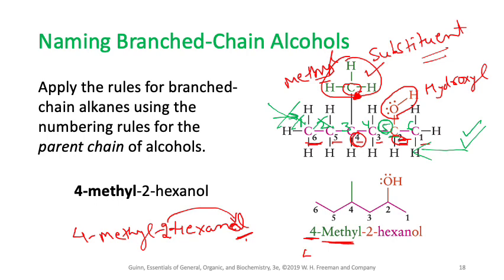Sometimes you can also write 4-methyl hexane, then you can write 2-ol. So this represents that on the 2nd carbon you have the OH group too, right? So both ways of writing the name are right: 4-methyl-2-hexanol or 4-methylhexane-2-ol. Right. So this is how you normally write the name of any alcohol.